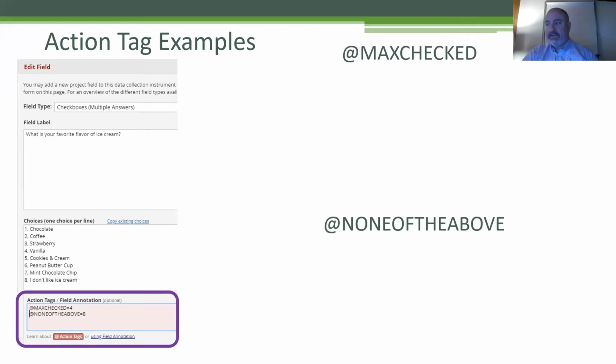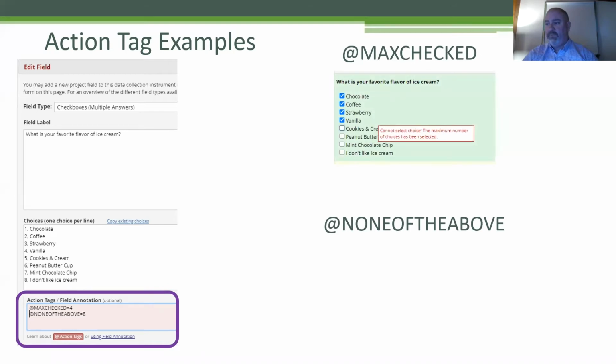By setting max checked to 4, REDCap will issue a warning if the user tries to select a 5th flavor for your favorite ice cream. And you can see the error message there that you can't select that. The max number of choices have been selected, and that's because we set max checked to 4.